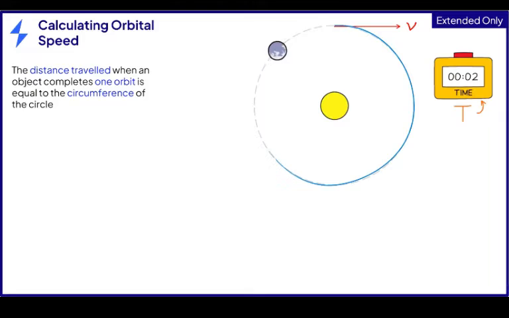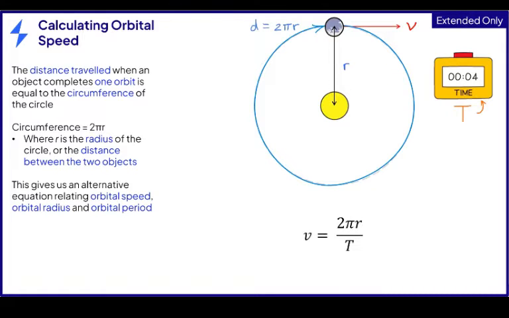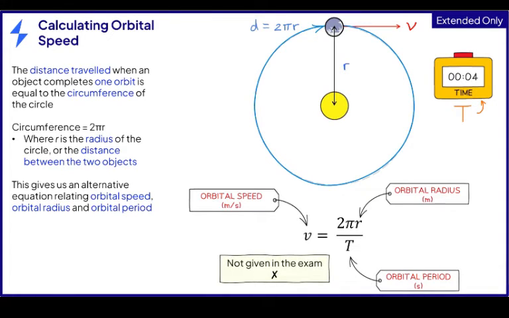The distance travelled by an object after completing one orbit is equal to the circumference of a circle. Circumference is equal to 2 pi r, where r is the radius of the circle, or the distance between the two objects. This gives us the equation v equals 2 pi r over t, which relates orbital speed, orbital radius, and orbital period. This equation will not be given in the exam, so make sure you learn it and practice using it. This equation only relates to circular orbits, so you won't be expected to do any calculations on non-circular orbits.